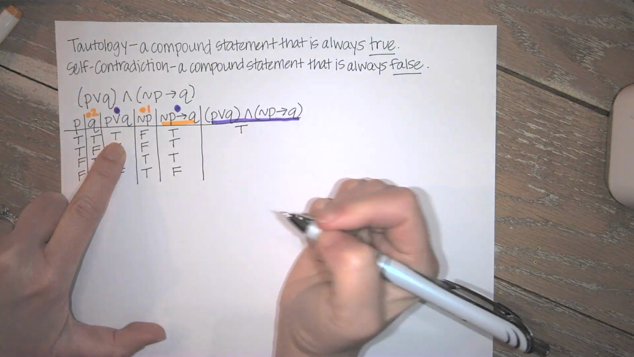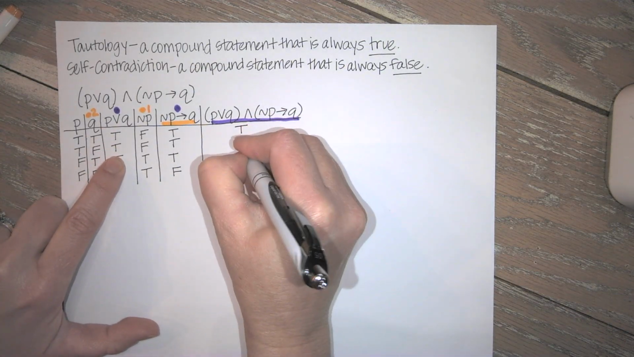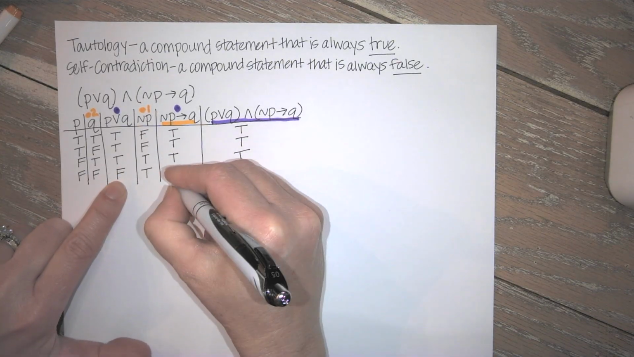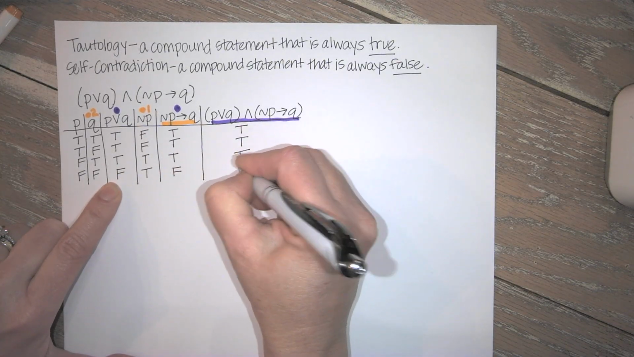True, true, that's going to come out true. True, true, that's going to come out true. True, true, that's going to come out true. But false, false, that's going to be false.